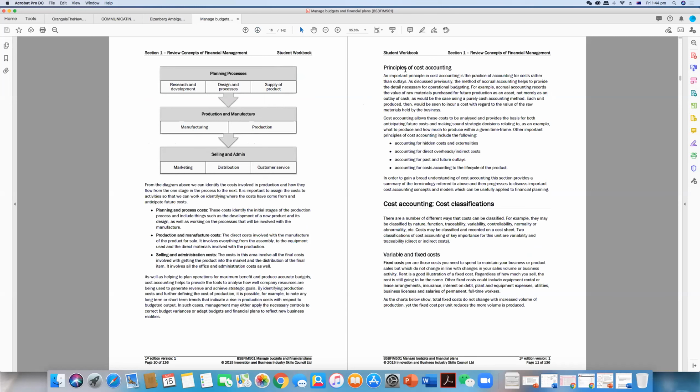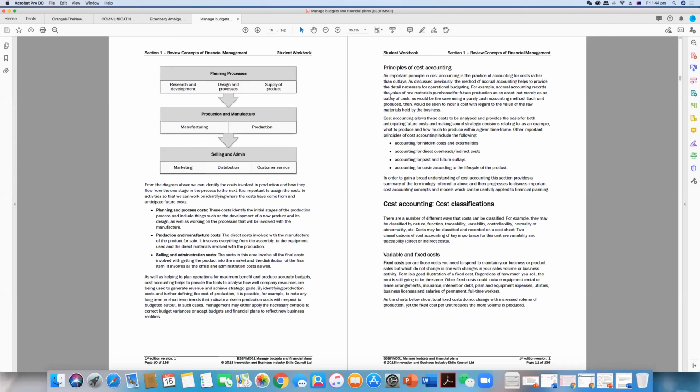include the practice of accounting for cost rather than outlays. So cost versus outlay, which means expense. And as discussed previously, the method of accrual accounting helps to provide the details necessary for operational budgeting. For example, accrual accounting. Do you still remember accrual accounting, like the transaction every time?